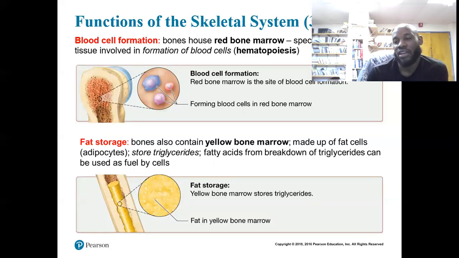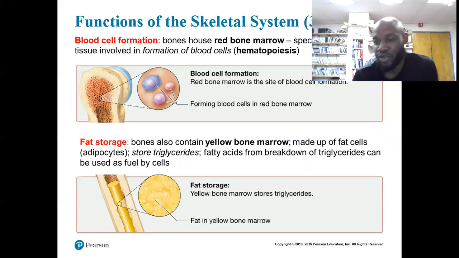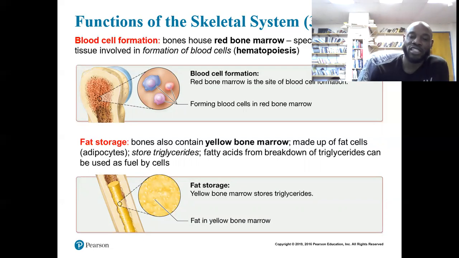We also have some fat that's stored in your bone. Yellow bone marrow stores some triglycerides. So remember fat cells, adipocytes. Cyte is cell, adipose is fat, so fat cells are adipocytes. So remember that, you have some fat storage in your bone.